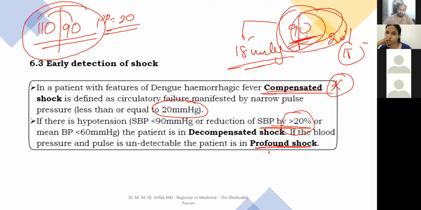Now, profound shock is when you can't record a blood pressure and you can't even feel a pulse. Now, compensated shock, the patient can go on for hours. But decompensated and profound, if you find a patient, you have to pray very hard. They will definitely go into organ dysfunction and they will die soon. They will die right in front of you. They'll deteriorate and you won't be able to do anything.